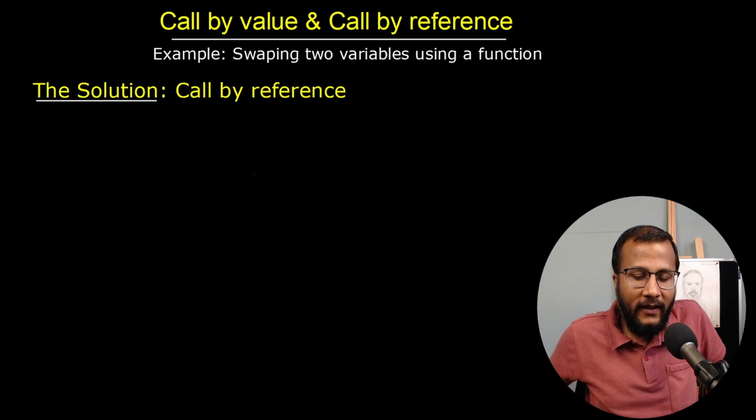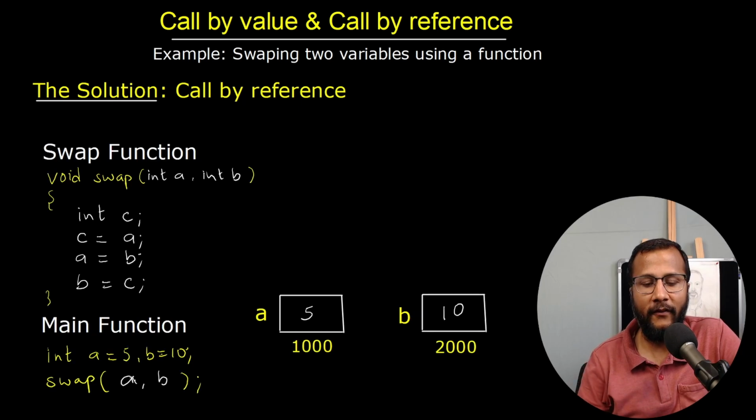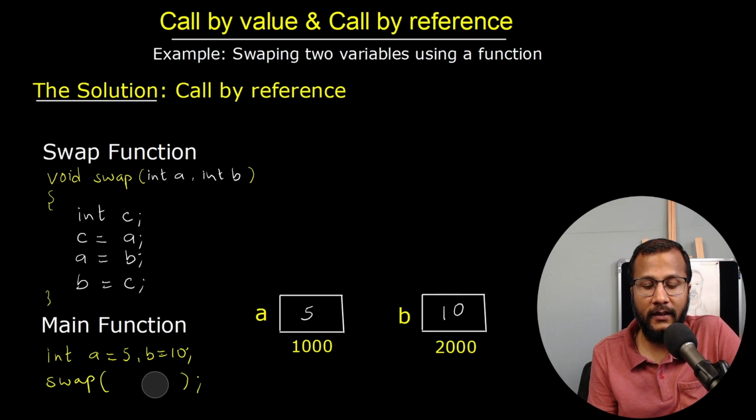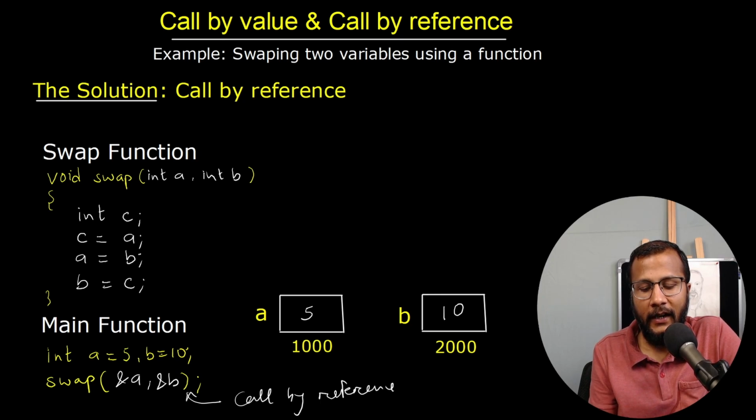There's a small change in call by reference. This is the function that we have already done which did not work, right? The swap function and the main function. What we do in call by reference is, instead of passing the values A and B, I'll pass the address of A and address of B. Sorry, in the main function part, you see swap, I'll pass the address of A comma address of B. See, I'm passing the addresses. So this is called call by reference.